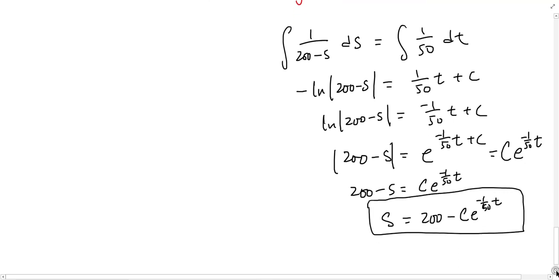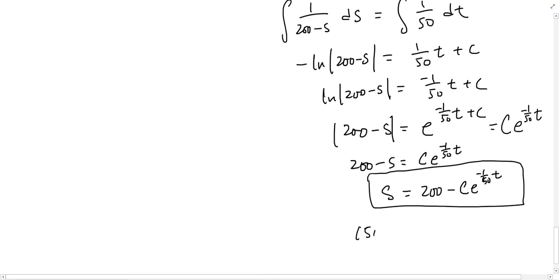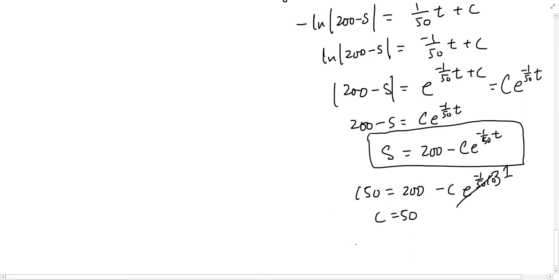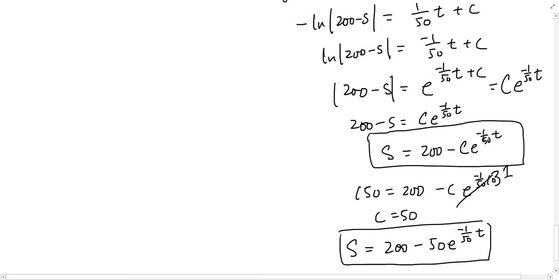And now if I solve for the initial condition, I would have 150 equal to 200 minus c times e to negative 1 over 50 times 0. So that just goes to 1. So therefore c must be 50. And therefore now we have our solution. S equal to 200 minus 50 e to negative 1 over 50t. So that is a function that models the amount of salt inside the tank.